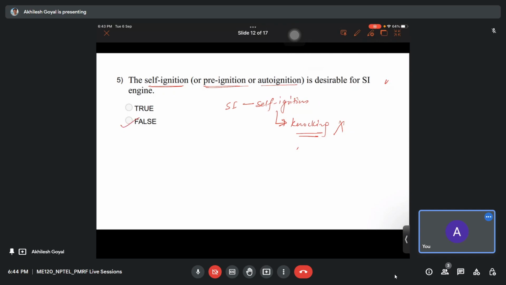So this statement is false. Self ignition is not desirable for SI engines because self ignition in SI engines results in knocking, and that knocking reduces the power we receive at the crankshaft. Also it damages the engine. So self ignition is not desirable at all in spark ignition engines.